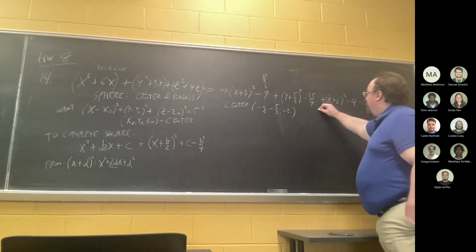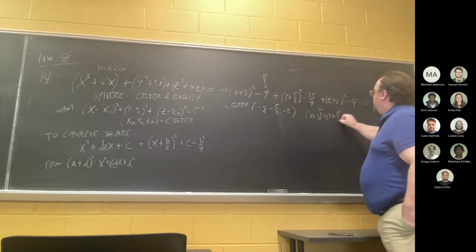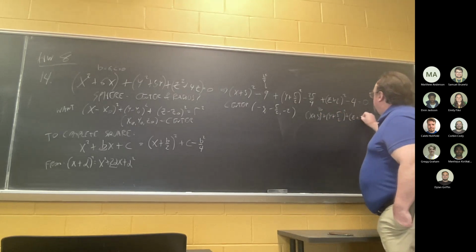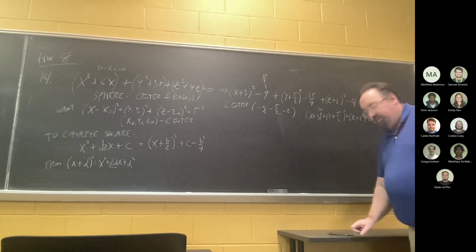So if I rewrite this, x plus 3 squared plus y plus 5 halves squared plus z plus 2 squared equals, then we get all the constants and move them to the other side. So we have 13 plus 25 over 4, which is 77 over 4. And then what do we do with that? And r is the square root of 77 over 4, because that number is what we've got there.